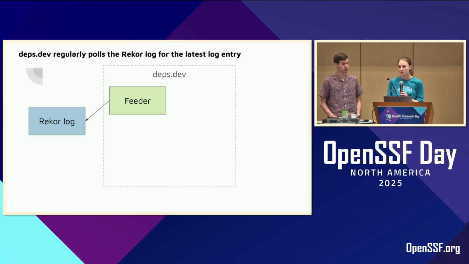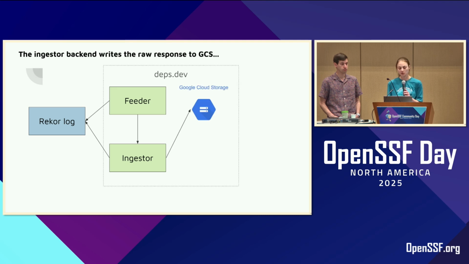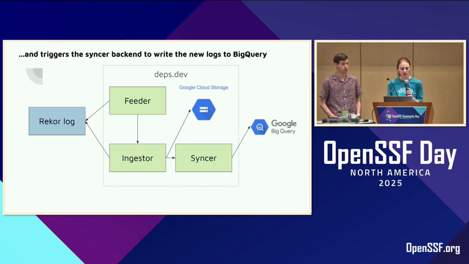Deps.dev maintains a feeder which regularly polls the Rekor log for the latest log entry index. The feeder then pushes a bunch of messages to the ingester, telling it all about the new log entries that it needs to fetch. The ingester goes through and downloads each of these logs from the Rekor API. It stores the raw API response in Google Cloud Storage to allow for reprocessing in the future. And then it extracts the information we want to include in our dataset and notifies a syncer backend that a new set of logs need to be pushed to BigQuery.